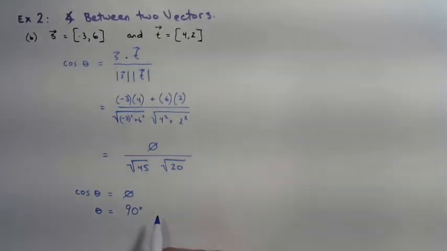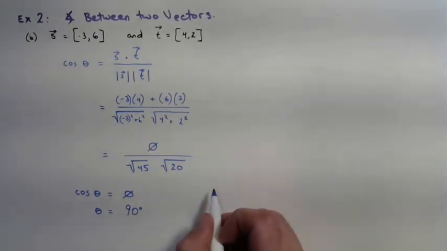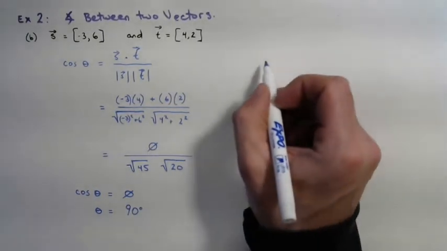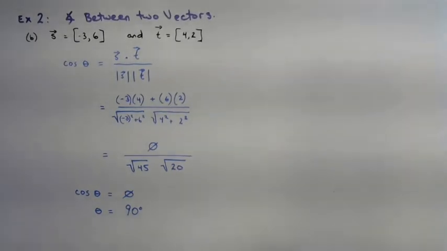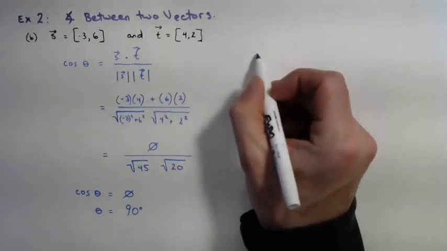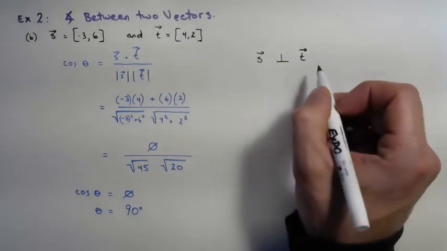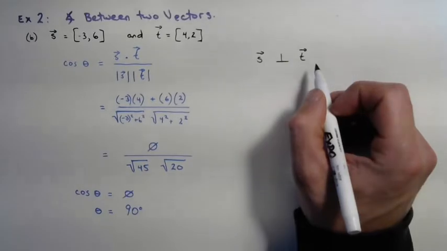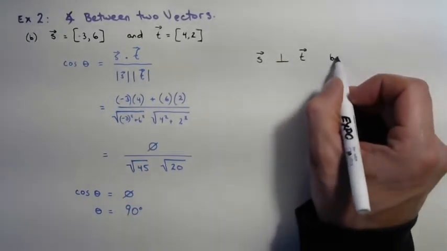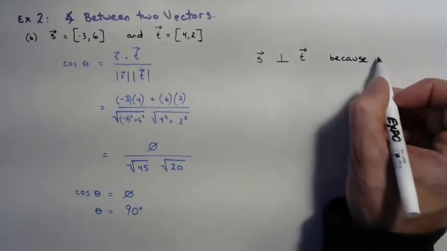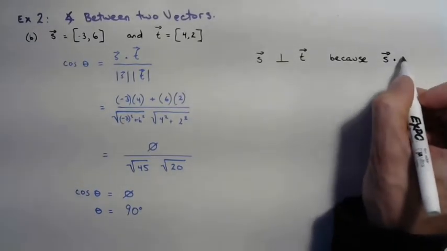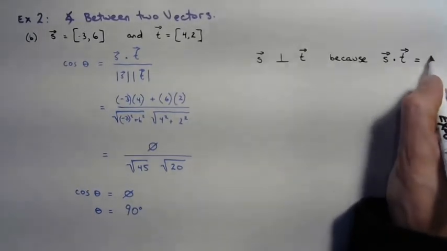So these guys are perpendicular to each other. The definition for vectors that are perpendicular to each other is that they are orthogonal. I'm going to go ahead and give you a little note there. Maybe we'll do it in black over here. S is perpendicular to T because S T, the dot product, equals 0.